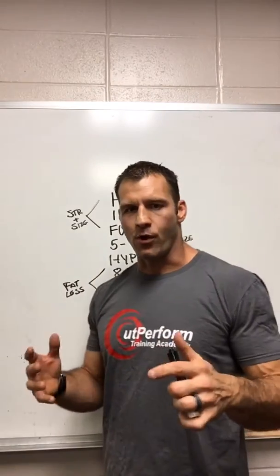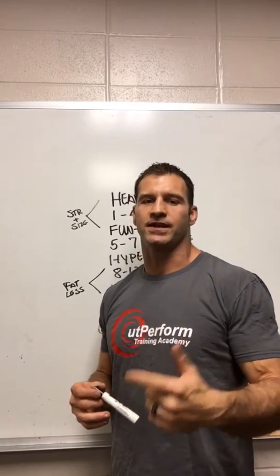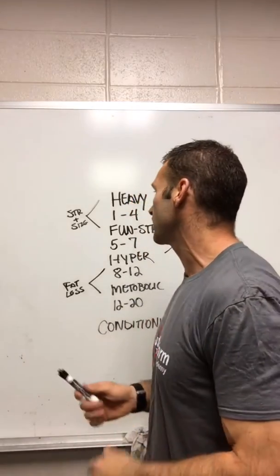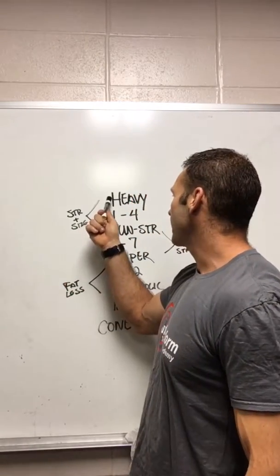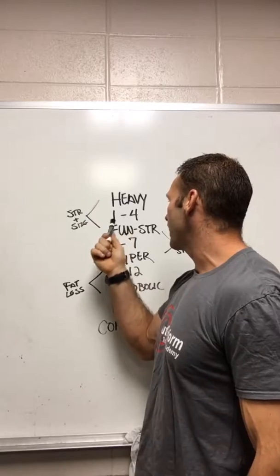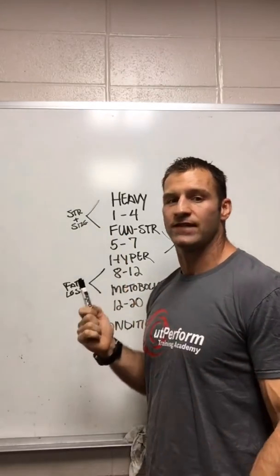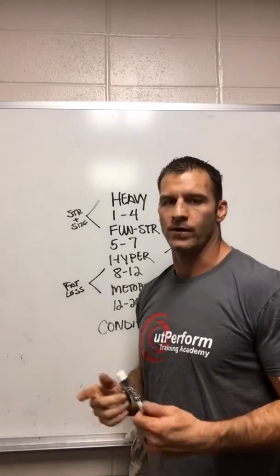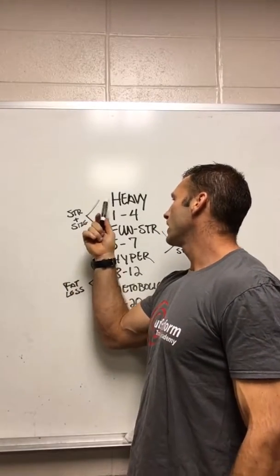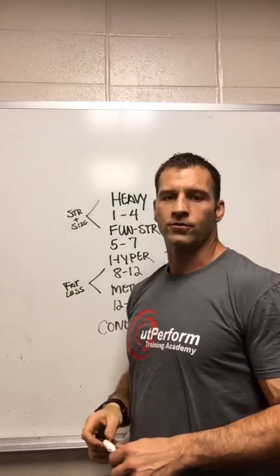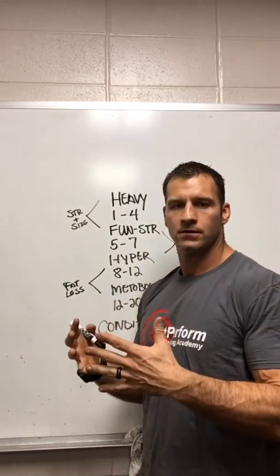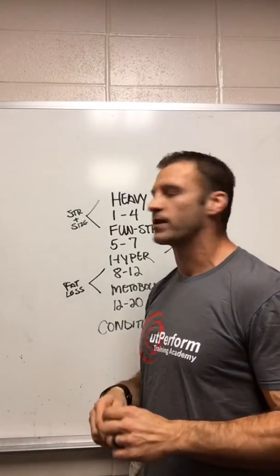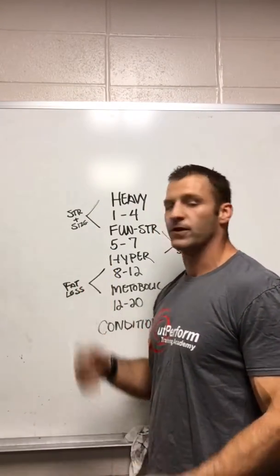So we talked about primary goals, and we also talked about secondary goals to help assist with our primary goals. Let's take a look at heavy 1 through 4 reps and functional strength 5 through 7 reps with the emphasis on strength. What I mean by that is we're going to do a lot of 1 through 4 as our main workout, and then our second rep range inside the workout, if we're going to combine them, will be functional strength.